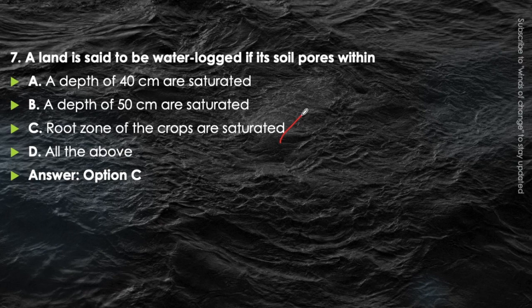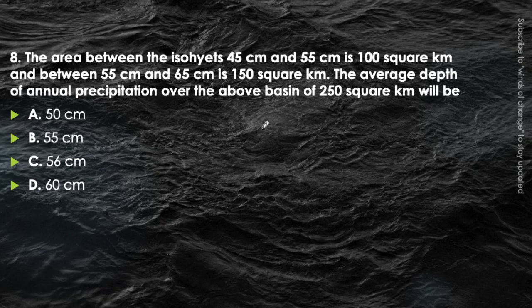Okay, next question. The area between the isohyets 45 cm and 55 cm is 100 square kilometer, and between 55 cm and 65 cm is 150 square kilometer. The average depth of the annual precipitation over the above basin of 250 square kilometer will be? Now just think about it. It is a very easy question. You just need to know the isohyetal method of finding the average precipitation over an area. You can use your notepad also.